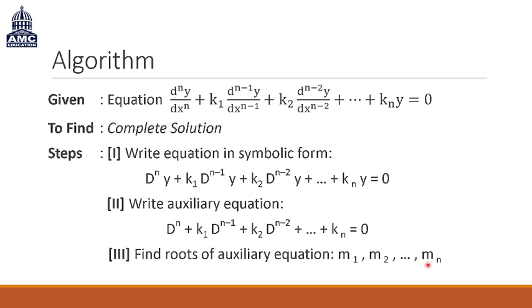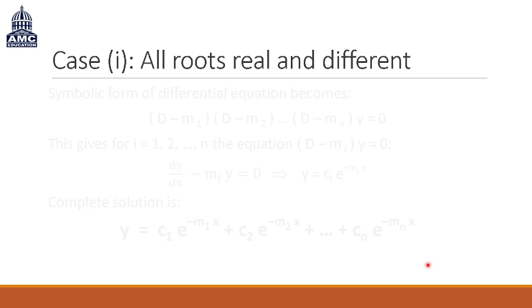One case is that all the roots are real and different. Another case is that the roots are real, but there are some roots which are equal to each other. And finally, we'll study the case where the roots are imaginary or complex numbers. Okay, so this is case one, when all roots are real and different.